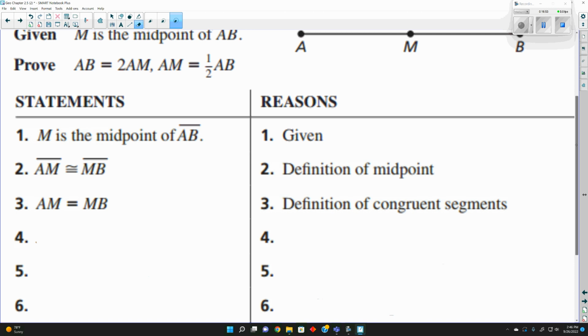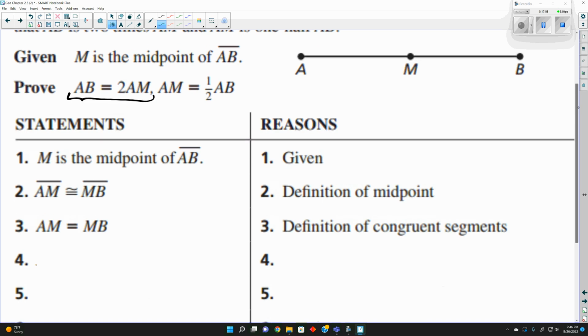Now, the first one we're wanting to prove out of the two of these here is that AB is equal to 2 times AM, yes? Well, what is AB? AB is the whole thing, yes? Have we made any statement about the whole line? No. Because M is a midpoint, from that we can say that segment AM is congruent to segment MB, and from that we can say AM is equal to MB. Can we take that any further than what we have?